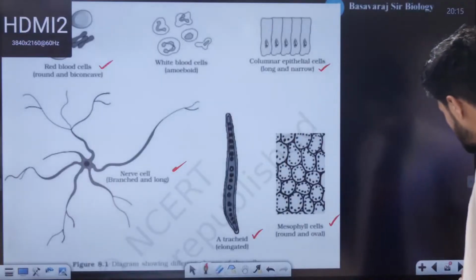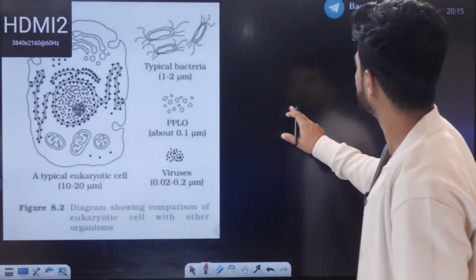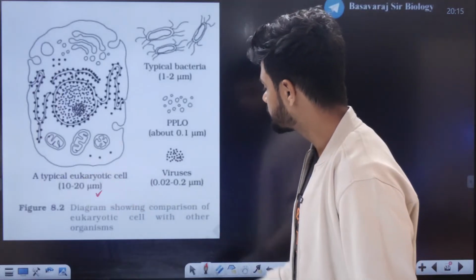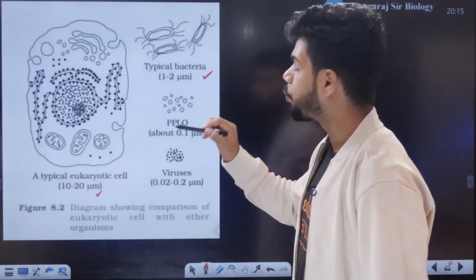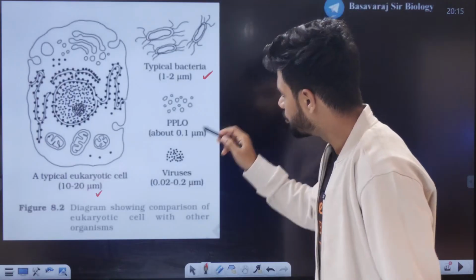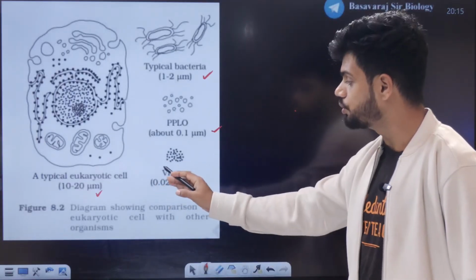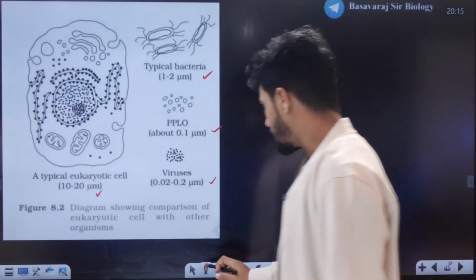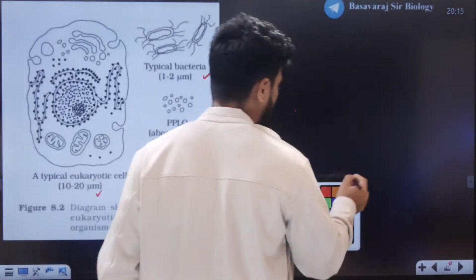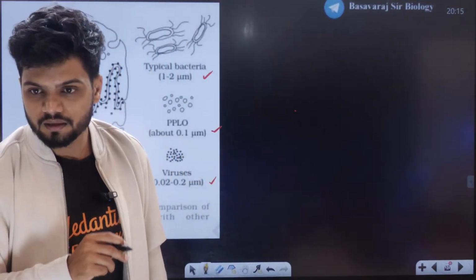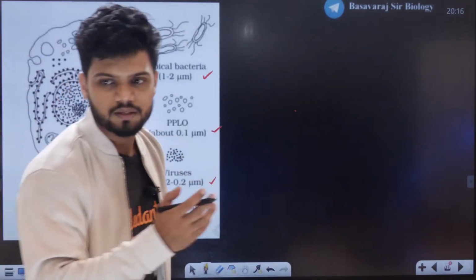Next is the size of the cells. All of you can see. Here we have a typical eukaryotic cell, 10 to 20 micrometer. Typical bacteria, 1 to 2 micrometer. PPLO, 0.1. Viruses, 0.02 to 0.2. Now I'll ask you a very simple question. For example, let's take one volunteer from the chat. Any volunteer? Let's take Ami. Okay.